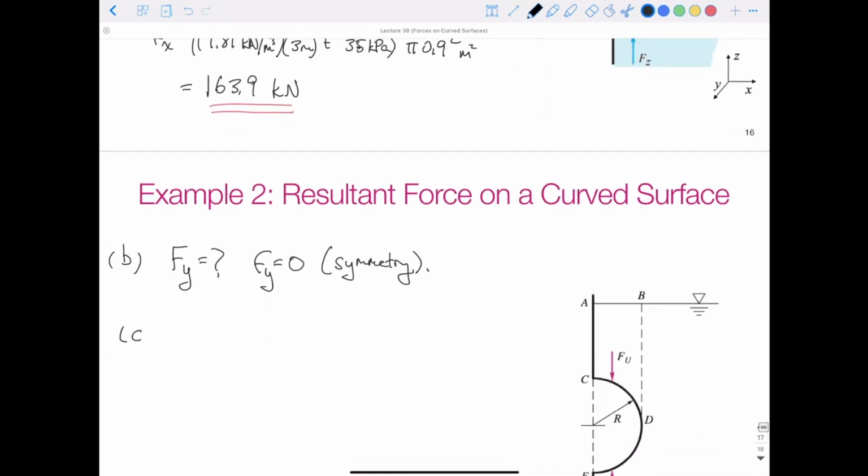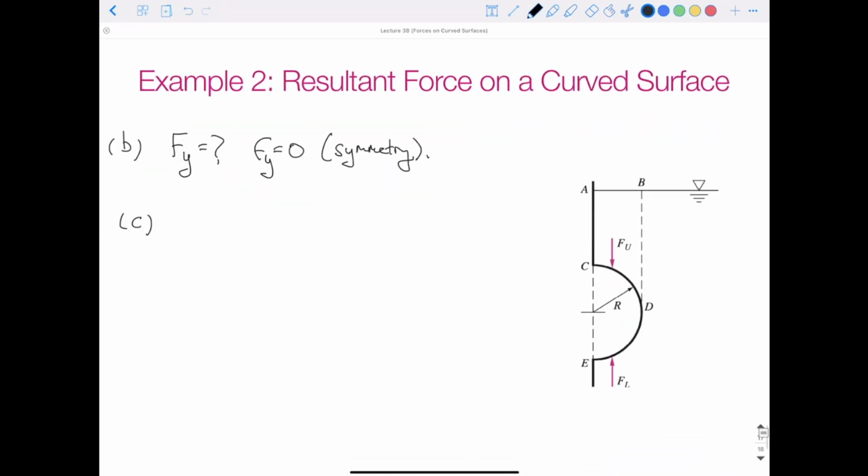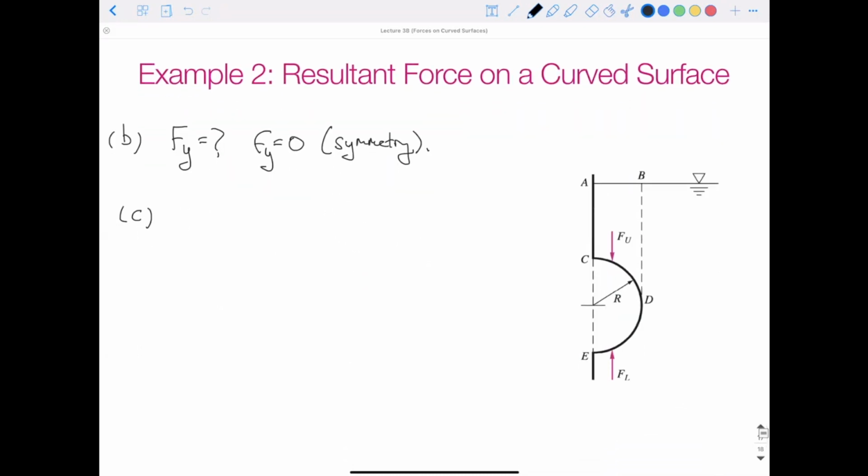So we've got Fy. Last part is Fz. So how can we solve for the force of the vertical component? If we do a force balance on a diagram of that hemisphere, we have the force of the upper fluid, and it's counteracting the force of the lower fluid. But what is the upper fluid force and what is the lower fluid force?